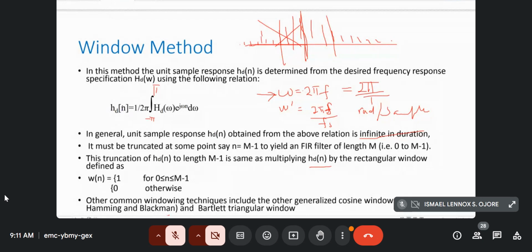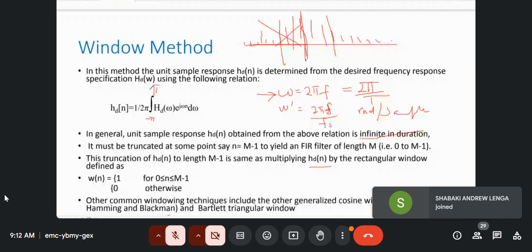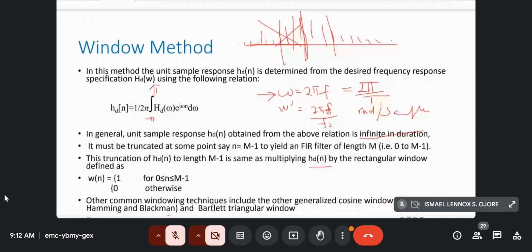That's why when you are doing the inverse, you integrate. Of course the DTFT is a summation, but the inverse is an integral. It's good to remember that the DTFT is a summation because you're dealing with a discrete sequence, but when you're trying to get your h(n) from that, you actually do an integral.